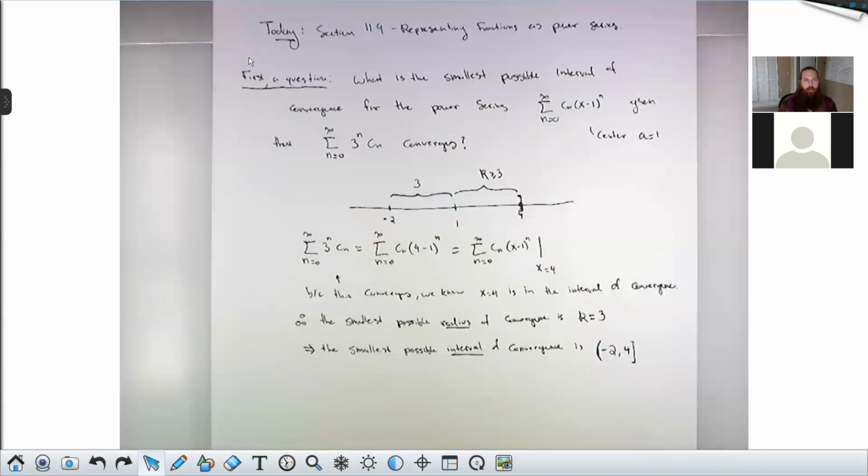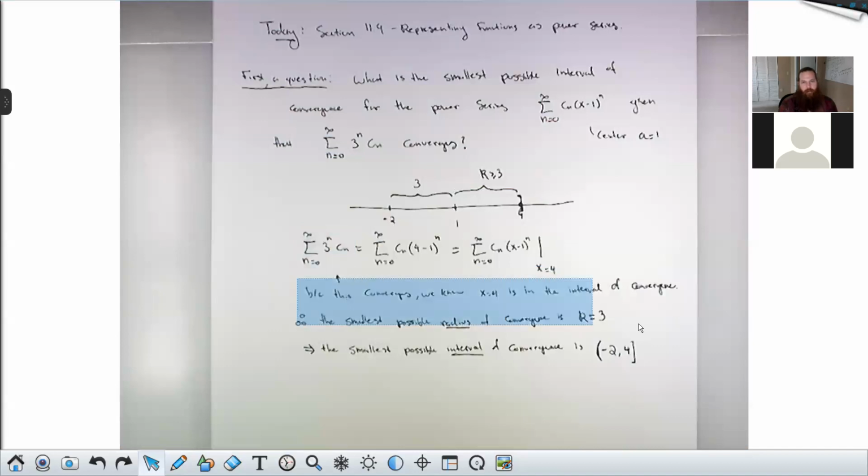So Simon, the question itself was this. I was told that the series of 3^n c_n converges, and the way you get this series out of this series is by plugging in x equals 4. If you plug x equals 4 into my power series, 4 minus 1 is 3. So you get the series 3^n c_n, and we were told that that is a convergent series. So because this series converges, I know that my series converges when x is equal to 4. Because when x is equal to 4, my power series is this series.